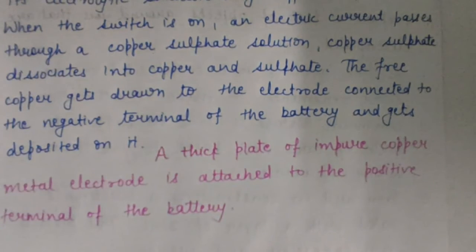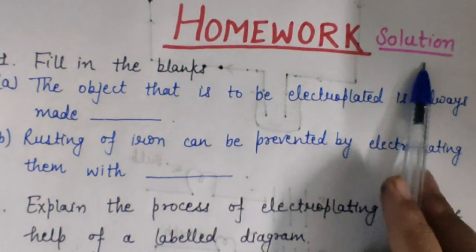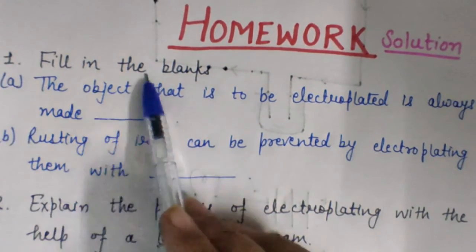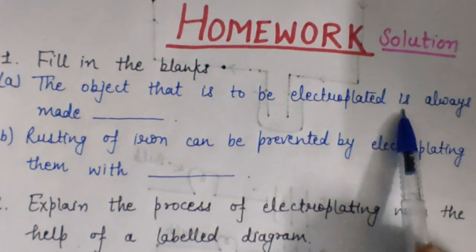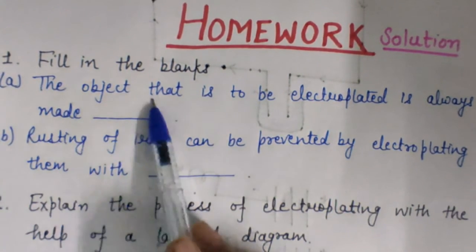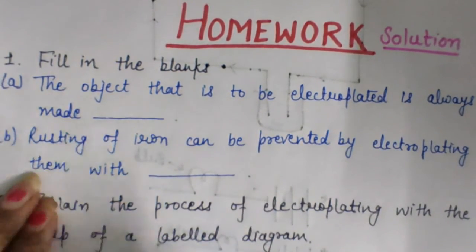We have discussed all the NCERT questions and now we will discuss the homework solution of the previous lecture. First question was fill in the blanks. The object that is to be electroplated is always made dash. So the object that is to be electroplated is always made cathode.